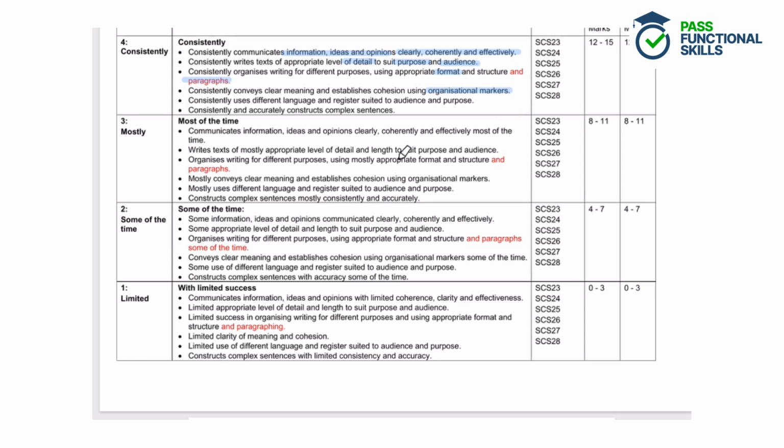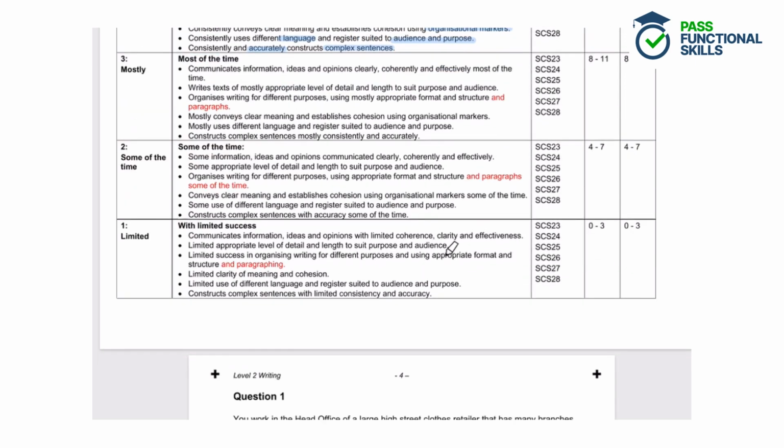Consistently uses different language and register suited to audience and purpose. Again, we've got to have the audience and purpose in mind, and we have to be thinking about the language that we're using. If the audience was a formal audience, for example, a group of professionals, then we would have to use that formal language to match that. Consistently and accurately constructing complex sentences. Well, complex sentences are longer sentences that contain multiple ideas. So you're going to have to be able to connect your ideas together accurately.